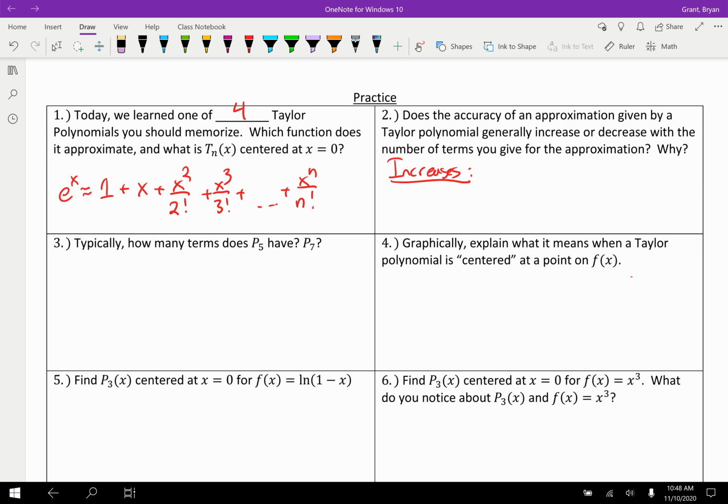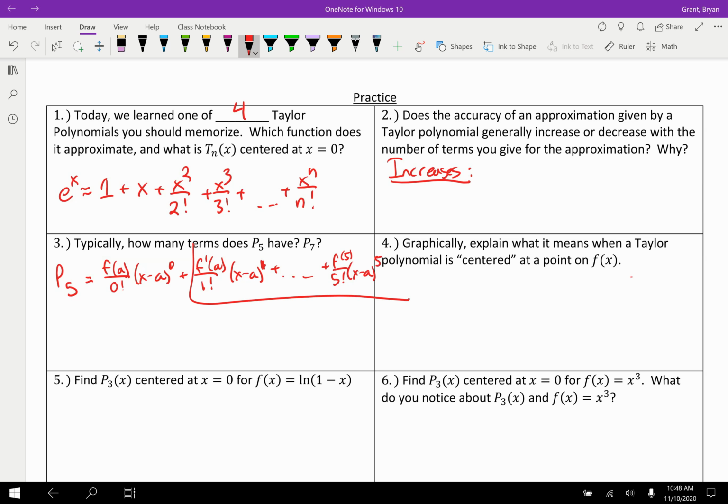Typically, how many terms does p sub 5 have? Well, p sub 5 means go out to the 5th derivative. And so if we start at the 0th derivative, and then we put the 1st derivative first and go out to the end, well then this 5th derivative out here over 5 factorial times x minus a to the 5th power is actually the 6th term, right? We have 1 through 5, which is 5 terms, plus the 0th, which is the 6th.